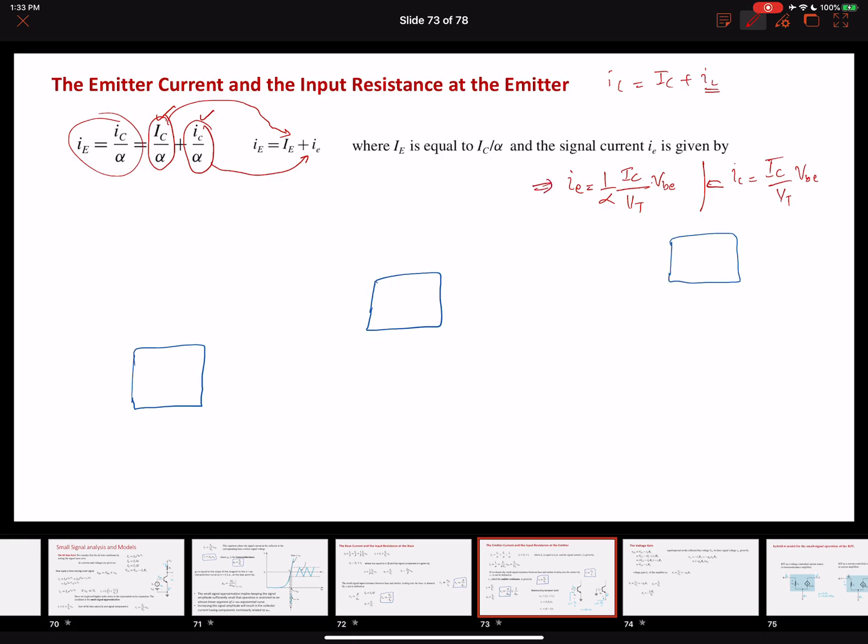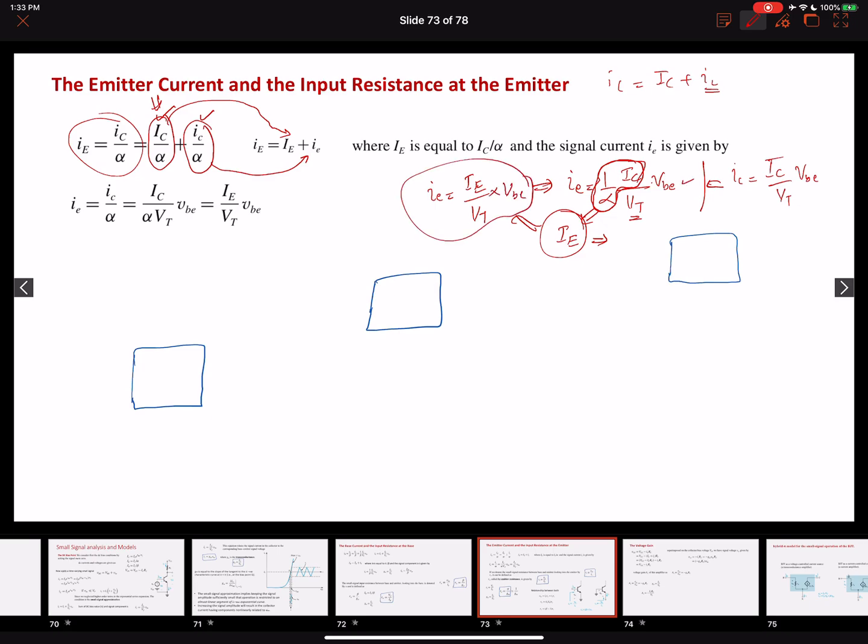So this is the value of the IE that will come out, and now we know that this capital IC over alpha is this DC value over here. So this thing is capital IE. That is why our small IE will become capital IE over VT, that is IC over alpha divided by VT, into VBE. Right, so this is the equation that we get: IE equals IE over VT into VBE.